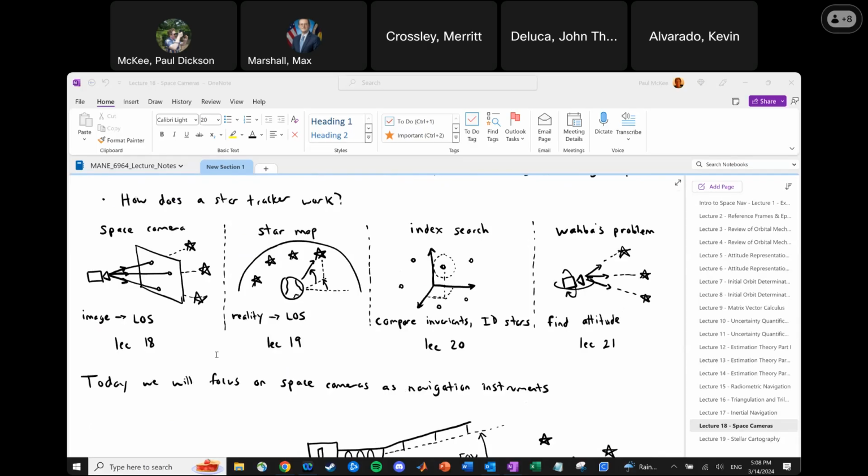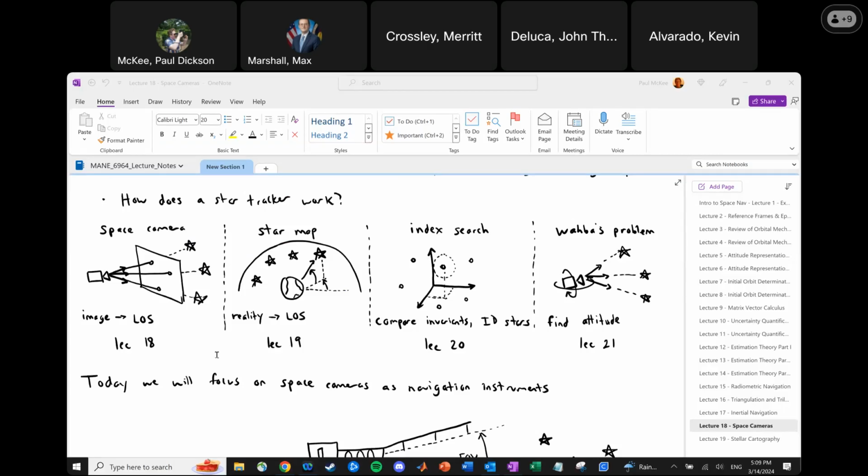But then the reason that we do all this modeling is so that we can go the other way, right? Because the goal of lecture 18 is to be able to go from pixels in an image to directions to stars in your local frame. That's the idea. So if you know the directions to the stars in your local frame, and you know the directions to the stars in some global frame, now you have an attitude estimation problem, which is what we're going to discuss in lecture 21, Wahba's problem. But that's the setup. You need the star vectors in the local frame, the star vectors in the global frame.